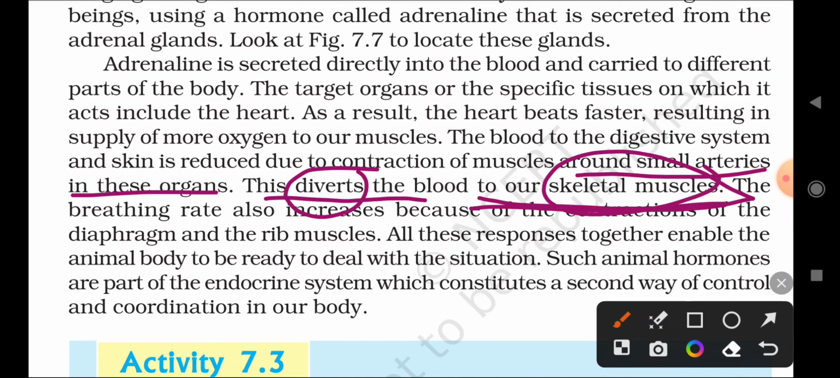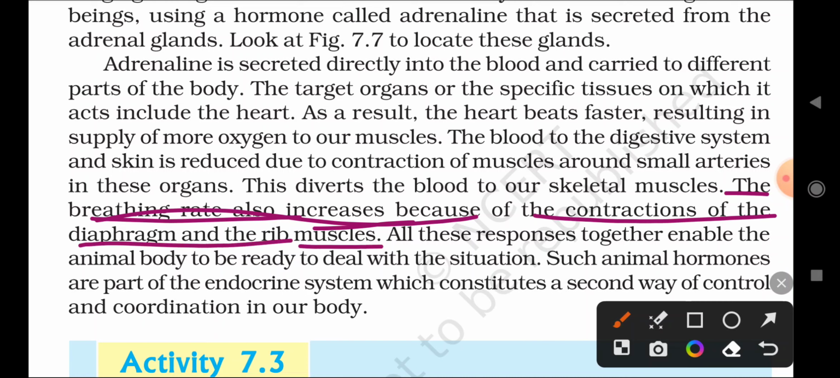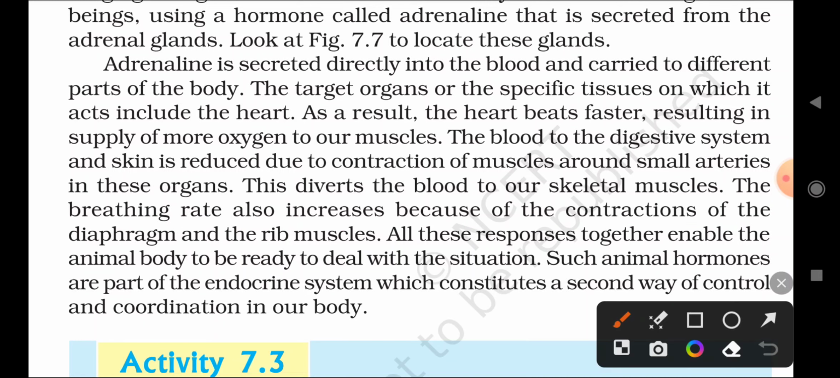The diaphragm, the breathing rate also increases because of the contraction of the diaphragm and rib muscles. The breathing rate increases due to the contraction of the diaphragm and the rib muscles. All these responses together enable the animal body to be ready to deal with the situation. So this is a very important paragraph. All these activities make the animal body deal with emergency situations.